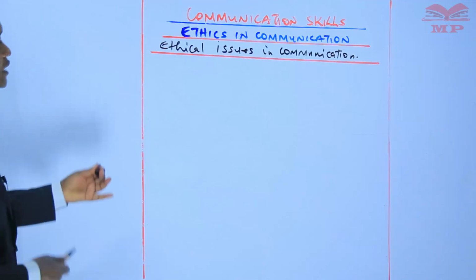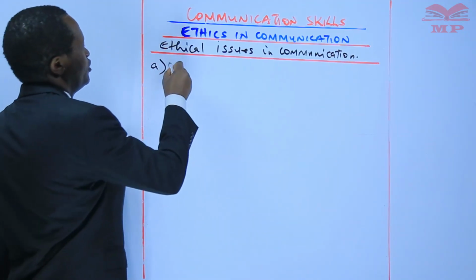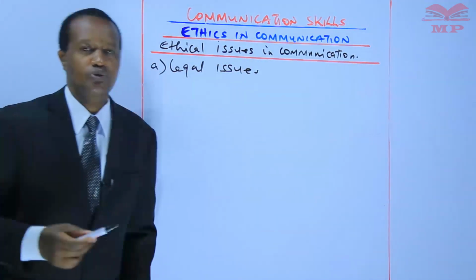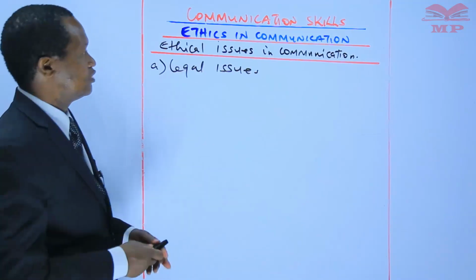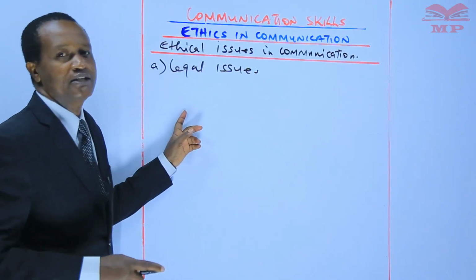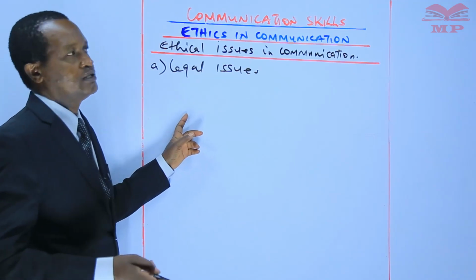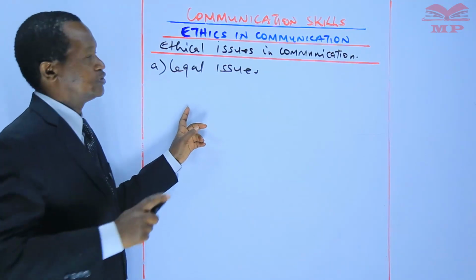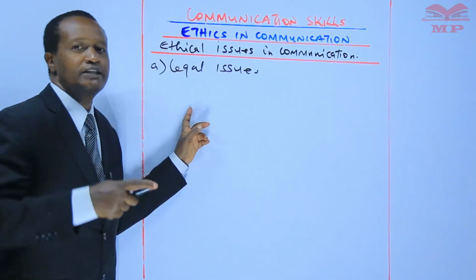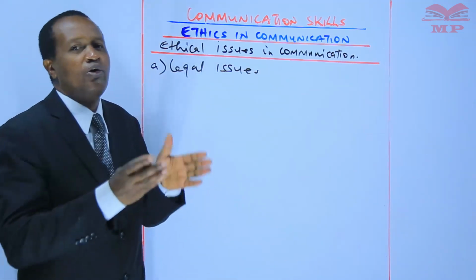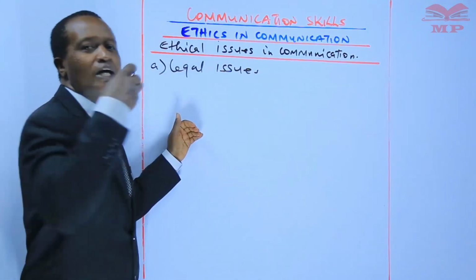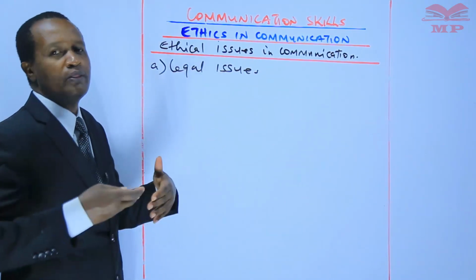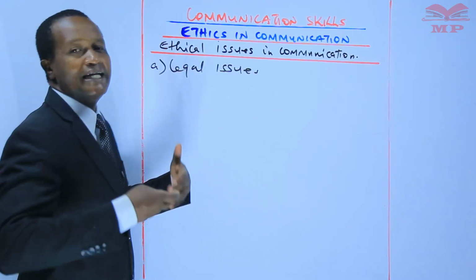The first one is legal issues. Now, legal considerations such as defamation and privacy are concerns in all organizations. Statements that damage a person's name or reputation may be communicated to others, and they involve false or even malicious statements.